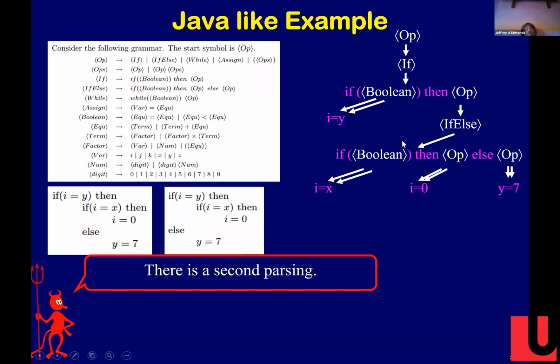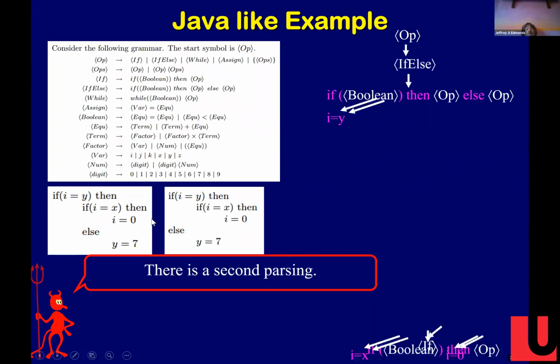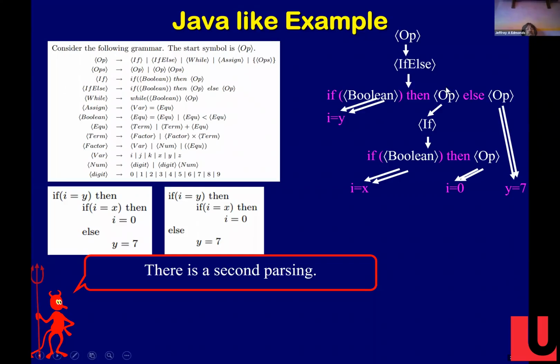But we could have a second parsing. These two strings are the same, because in Java blank spaces don't matter. In Python, blank space is meaningful, but Java doesn't treat it as meaningful. So you can have a different parsing where the first if is an if-else. Do people follow that?